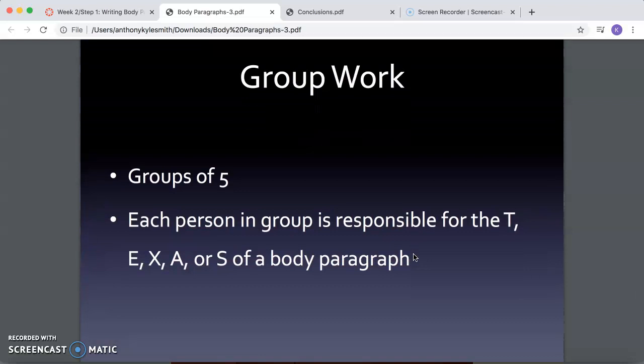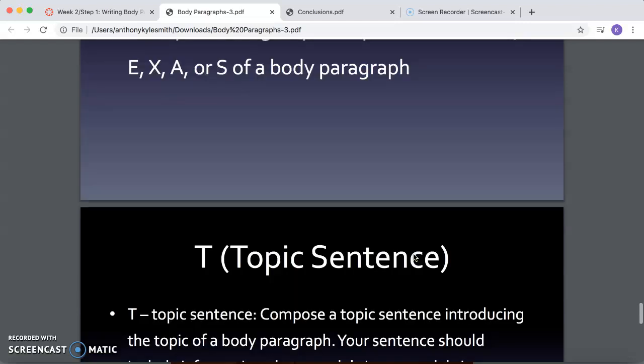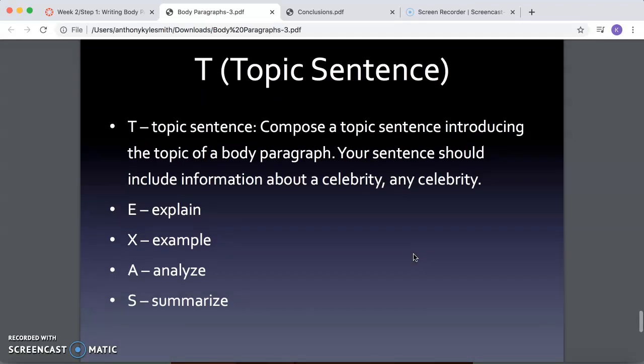All right, so this says group work. I normally assign this in a classroom, but you can do this on your own. If you want to pause the video, grab a pen and paper. We're going to practice writing a body paragraph. So I want you to write a body paragraph about a celebrity that you know something about. Any celebrity. I figured you would know something about someone who's famous.